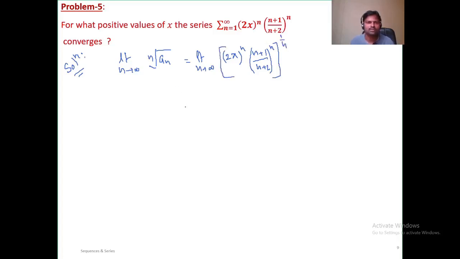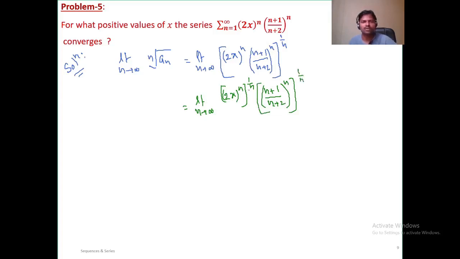Now, limit n becomes large. So (2x power n) whole power 1 by n. Power 1 by n I am writing separately, into ((n plus 1) by (n plus 2)) power n, and whole to the power of 1 upon n. I am applying the power 1 upon n separately. So now here this n and n cancel out, and here also this n and this n cancel out. So what is left? Limit n becomes large, 2x into (n plus 1) by (n plus 2), that's it.